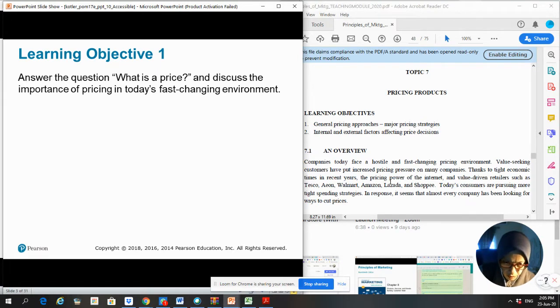If we look today, the pricing power of the internet, the value-driven retailers such as Tesco, Aeon, or in the Malaysian case, MyDay, AirAsia as low cost strategy companies. And then we also look at online shopping apps like Amazon, Lazada, Shopee, and many more today. This is how companies try to attract customers to make a decision about where they should spend their money.